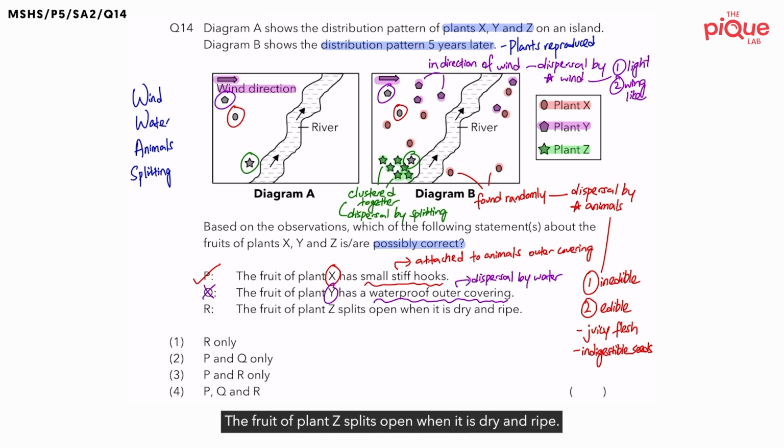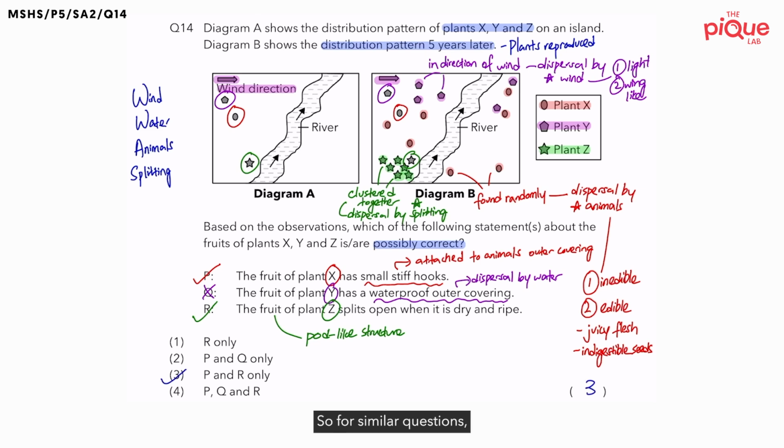The fruit of plant Z splits open when it is dry and ripe. Plant Z is dispersed by splitting. Does statement R describe the process of splitting? Yes. So I'll put a tick on statement R. Since its dispersal is by splitting, what kind of structure do you think the fruit of plant Z has? The fruit of plant Z must have pod-like structures. And since statements P and R are correct, the answer in this question is option 3.